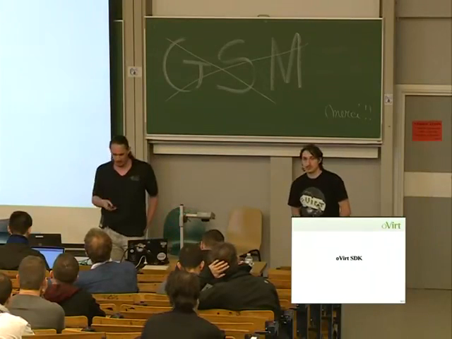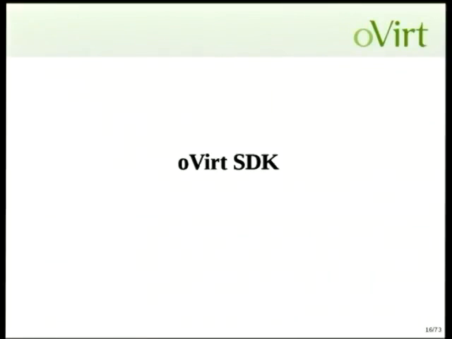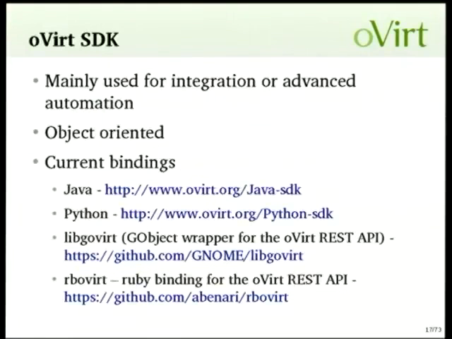Let's talk about the SDK that is built on top of it. REST API is nice, but usually you want to access it more programmatically if you're extending oVirt. So basically, it's used more for integration, automation, and some advanced usages. And it's object-oriented, so you just access and use the objects. The current bindings we have are Java and Python, the stable ones. And we also have libgovirt and librbovirt, which are less stable. And some more are planned to be supported.